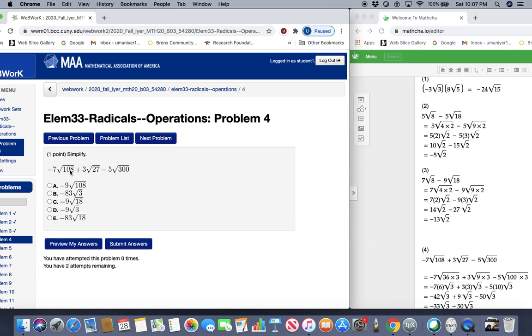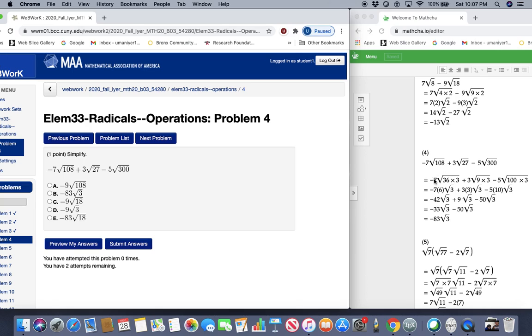Next, negative 7 square root 108 plus 3 square root 27 minus 5 square root 300. 108 is 36 times 3. 27 is 9 times 3. 300 is 100 times 3. Notice how we have written the perfect squares first. When you come down, negative 7 square root 36 is 6.